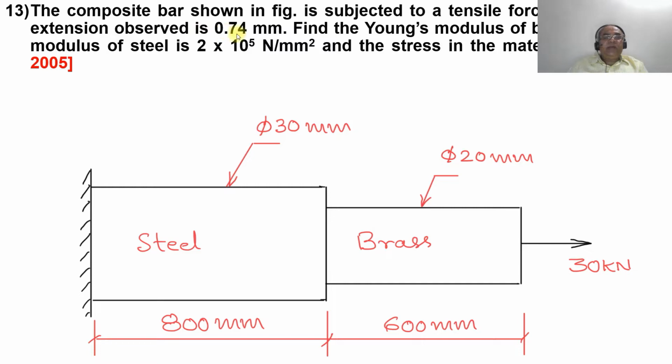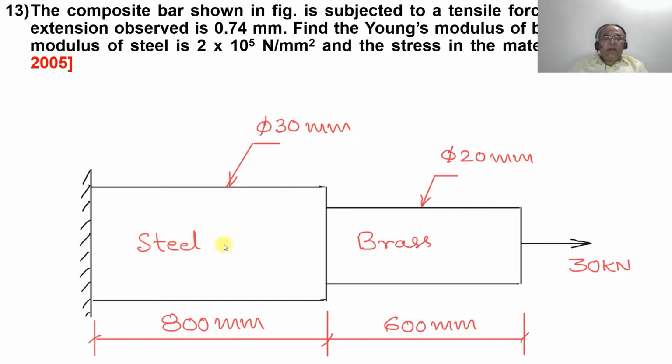The extension observed is 0.74 mm. Find the Young's modulus of brass if Young's modulus of steel is 2 into 10 to the power of 5 Newton per mm square, and the stress in the material. So this problem was asked in February 2005. So the problem is given here.